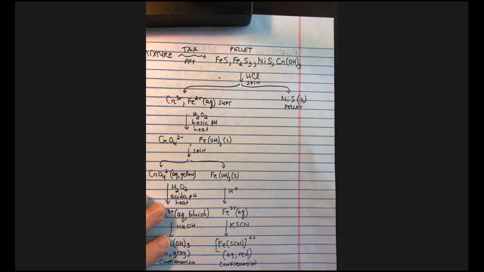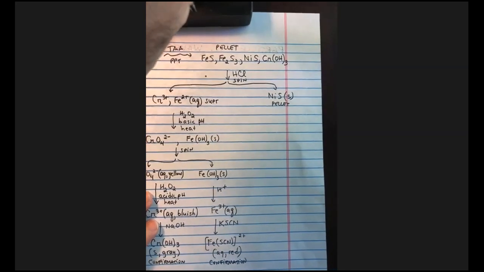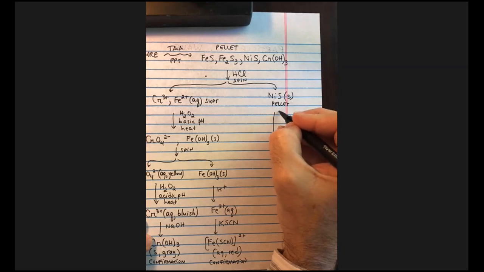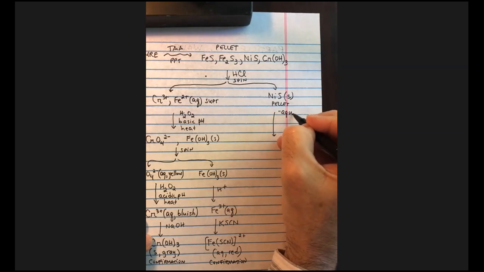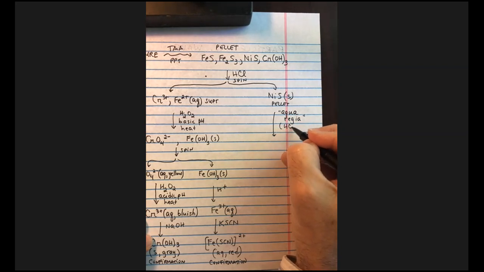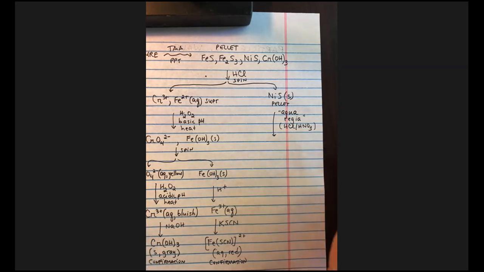Nickel sulfide is not a very soluble compound. So in order to redissolve it, we're going to have to use a very special reagent. It's a reagent that's called aqua regia. It's a combination of HCl and HNO3, hydrochloric and nitric acids.